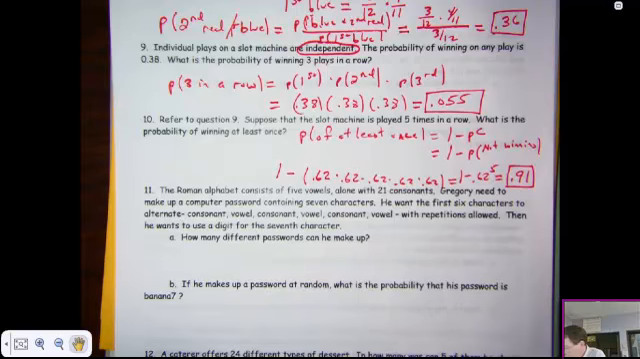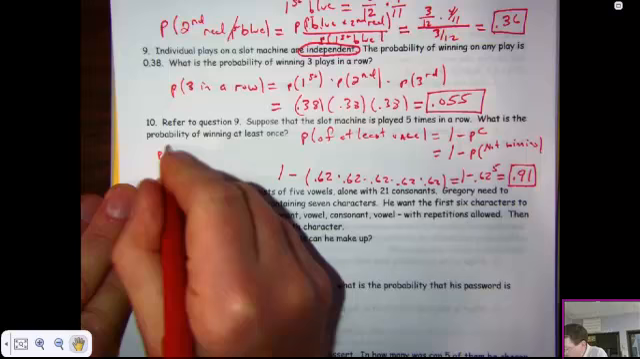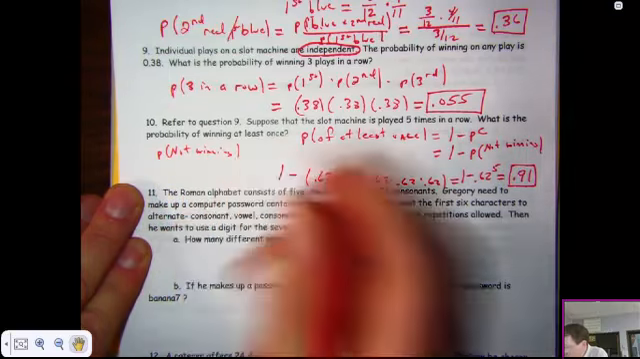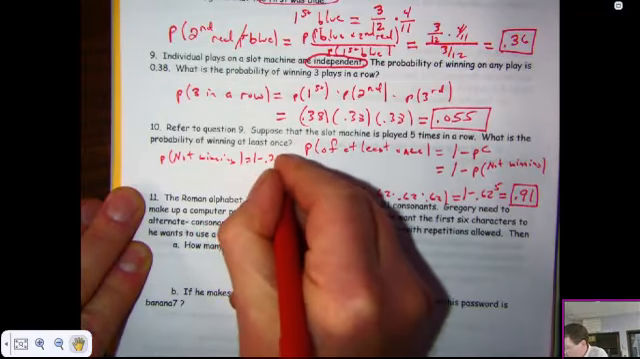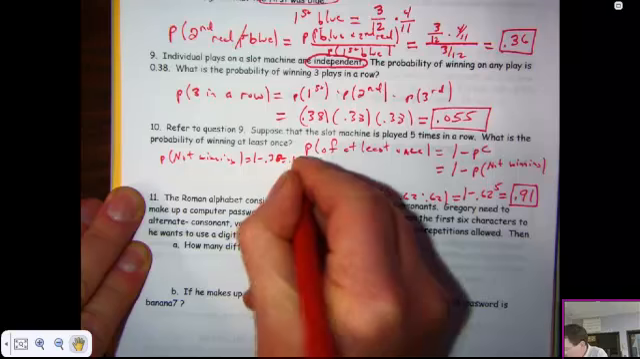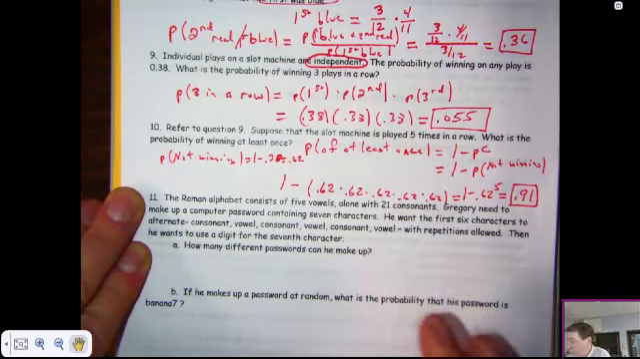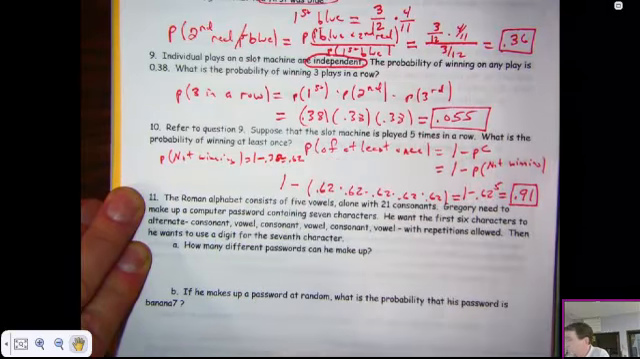Okay, so how did you get the 0.62? The 0.62 is the probability of not winning. If my probability of winning is 0.38, it's 1 minus that. So 1 minus 0.38 is 0.62. So my probability of winning is 0.38, and the probability of not winning is 0.62.